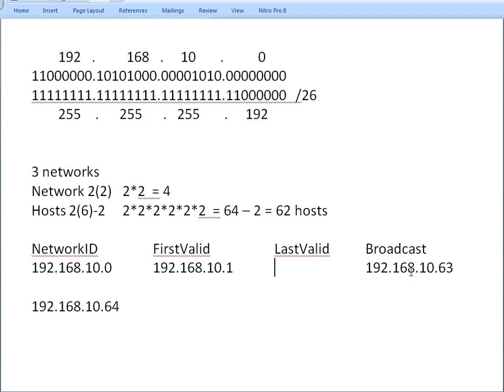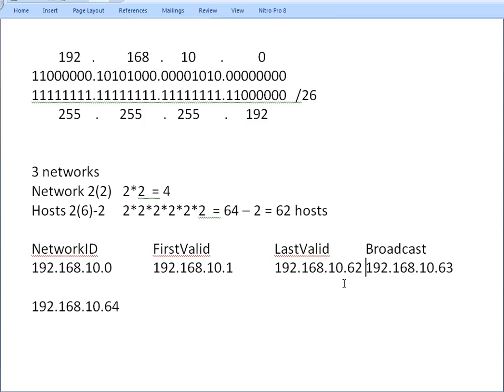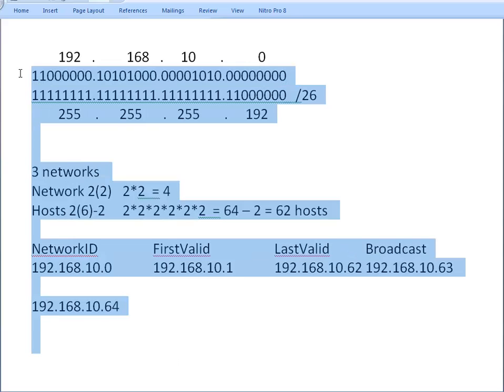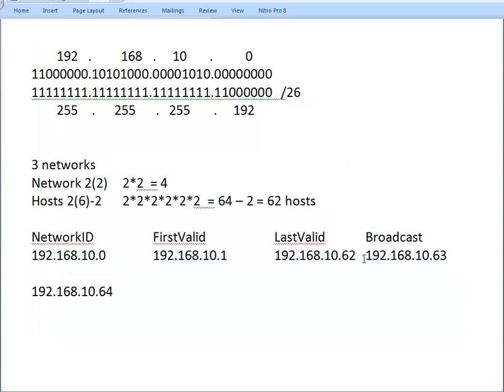Last valid is the broadcast address minus 1. So 192.168.10.62. Maybe I'll make it a bit smaller. So you can see the difference. Okay, so the first network is done. That's the ID, that's the first valid address, that is the last valid address, and that's the broadcast address.